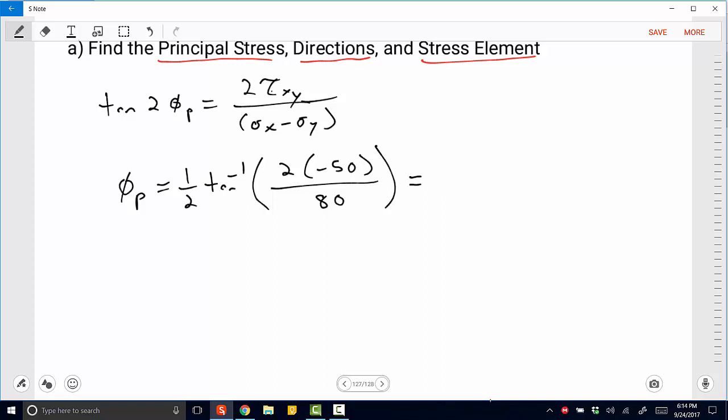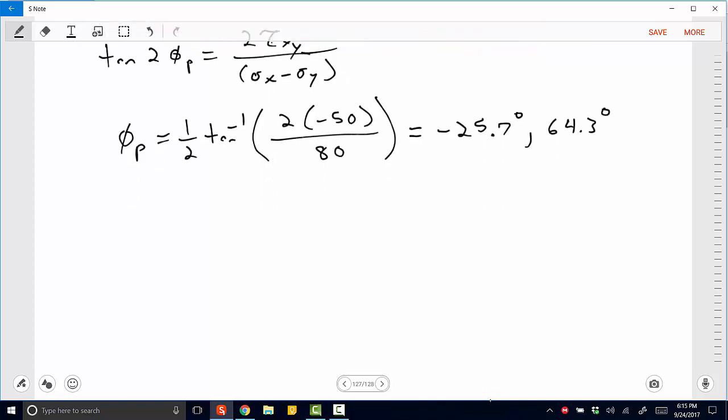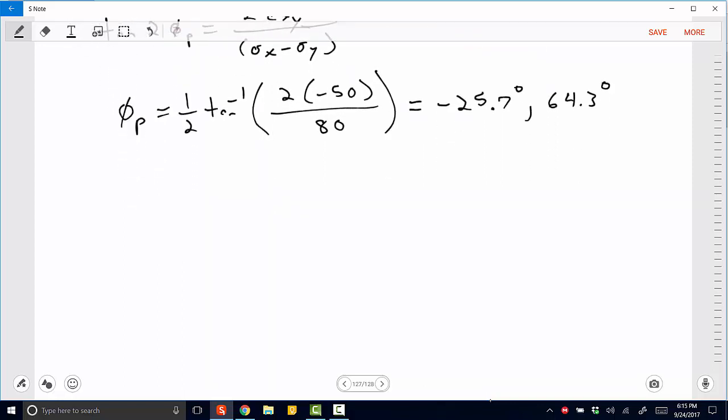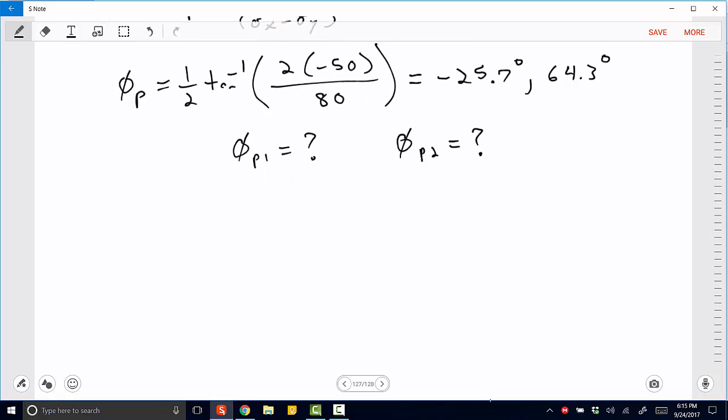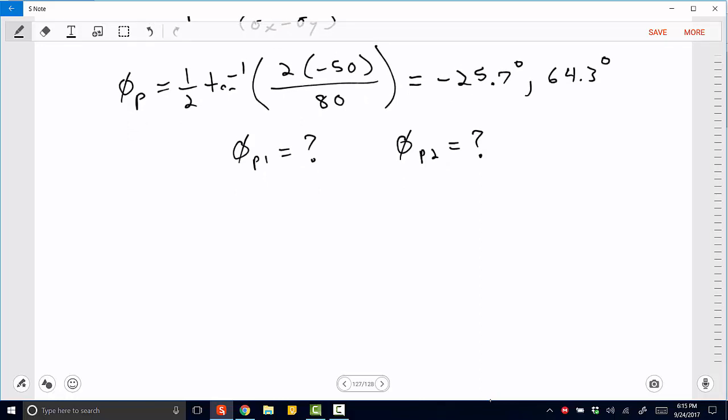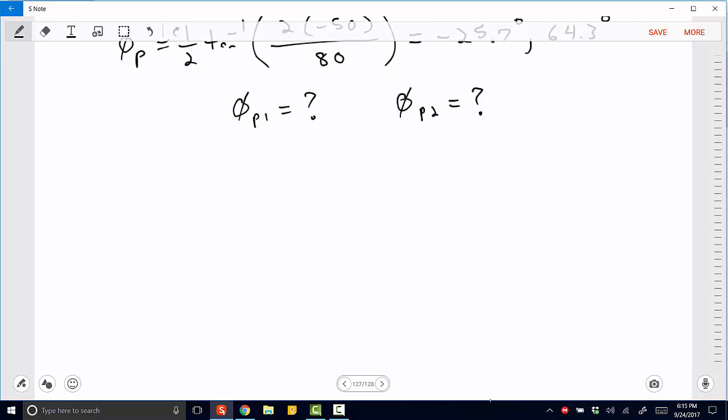And when we solve this equation, plugging everything into our calculator, we'll find we have two angles. We have negative 25.7 degrees and we have 64.3 degrees. We have two angles. And the problem is we're not sure which one is phi p1 and which one is phi p2. We don't know. There's nothing that exists that tells us which one is which. And so what we need to do is take these angles and plug them into our normal stress equation and determine which one is sigma 1 and which one is sigma 2.